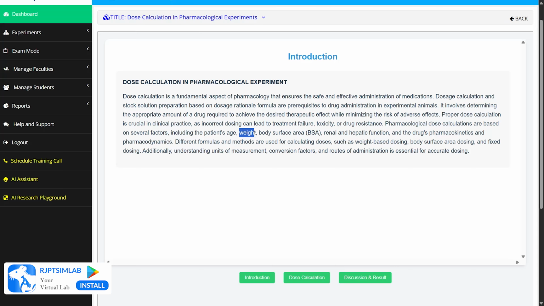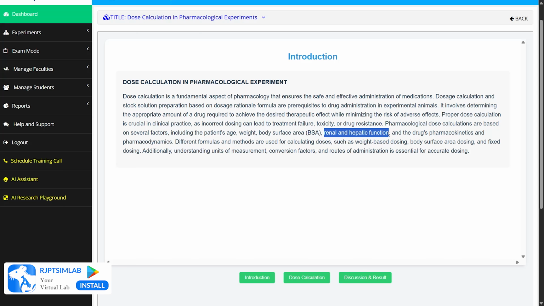Then weight. The weight of the body is very crucial. We have to give the dose according to the weight of the body of the animal or human. Then body surface area, which means the size of the body is also mandatory for the dose calculation. Then renal and hepatic function.